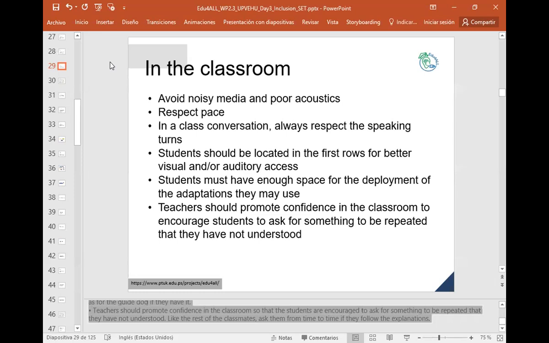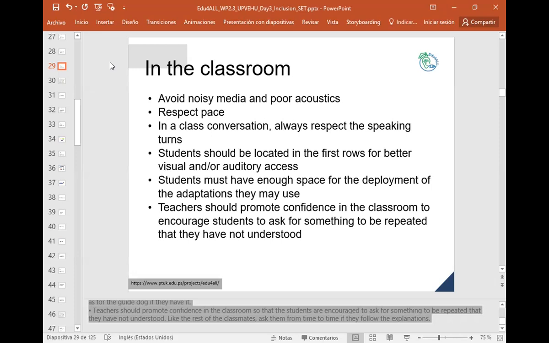Students with some type of visual deficit should be located in the first rows for better visual and/or auditory access. The students must have enough space for the deployment of the adaptations they can use, Braille books, keyboard, recorder, as well as for the guide dog if they have it.